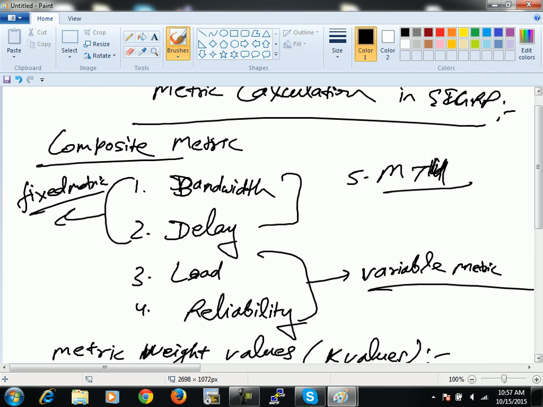But in case of reliability, it will be the same as bandwidth. Higher reliability, low metric. Low reliability, higher metric. It is the same as bandwidth.